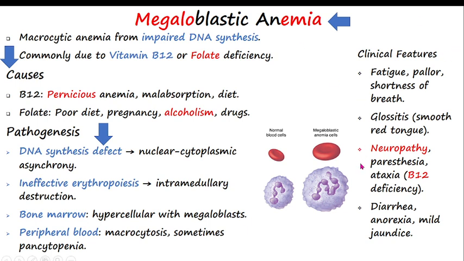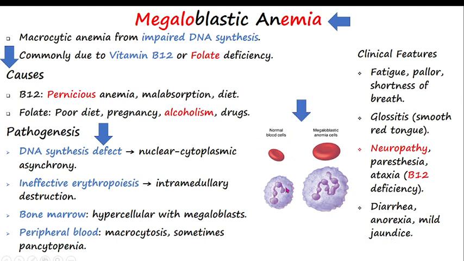But in megaloblastic anemia, we will have symptoms called neuropathies, like numbness and ataxia, all of those things related to nervous system abnormalities. Please note, this is B12 deficiency. If you get a case study and the patient is manifesting problems of the nervous system, you will say it is megaloblastic anemia, specifically vitamin B12 deficiency. If you want, you can even say pernicious anemia. There can also be diarrhea, anorexia, and mild jaundice. I hope you can understand.